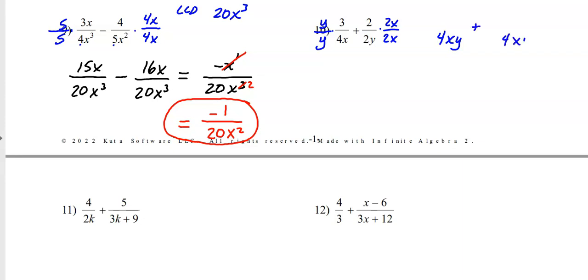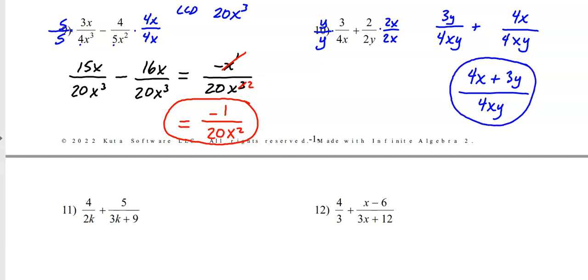So let's get both of our bottoms down here and see what shakes out on top. I'm going to get 3y plus 4x over 4xy. And I just add the tops up. I'm going to put the x term first. And I really can't cancel anything out because I have that addition sign, which kind of messes me up. And I can't really just cancel out part of an addition or subtraction expression. So I think that's going to be as good as we can go.